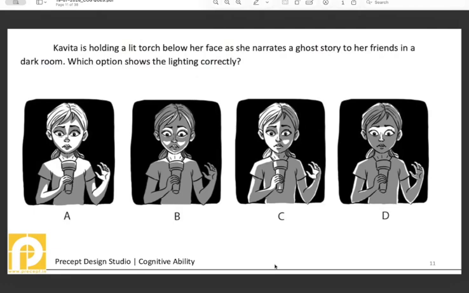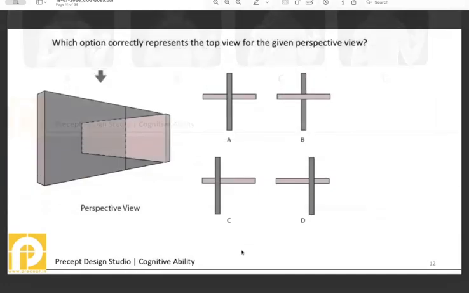In case of option A, the torch is held at this position. In case of option C, yes, the position is correct, but the angle of the torch is different. It has to be like that and not vertically up. In case of option D, this is where she holds the torch. So correct answer is option B here. We'll move to the next one.